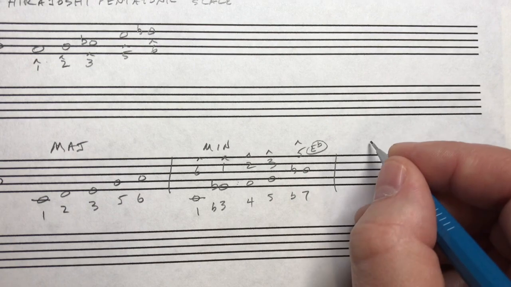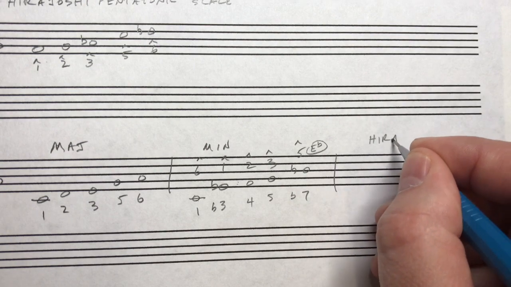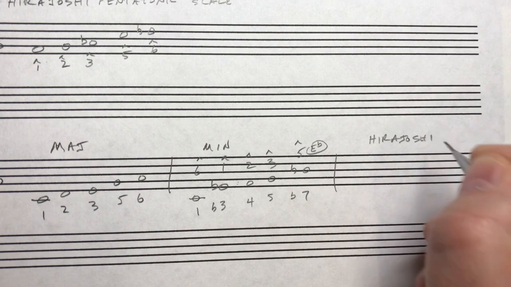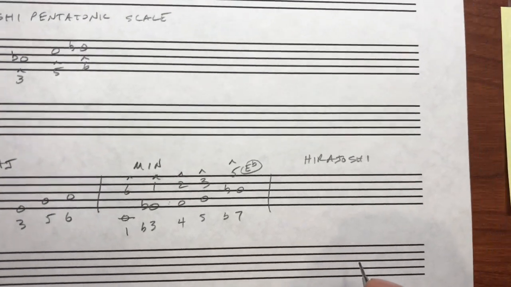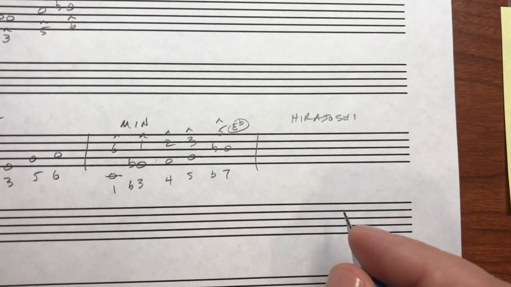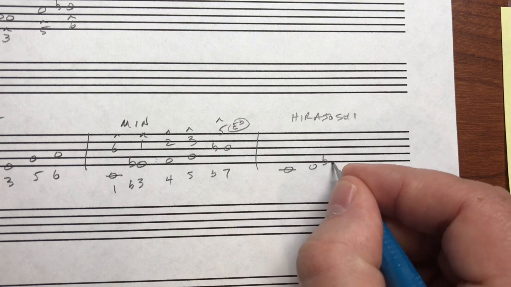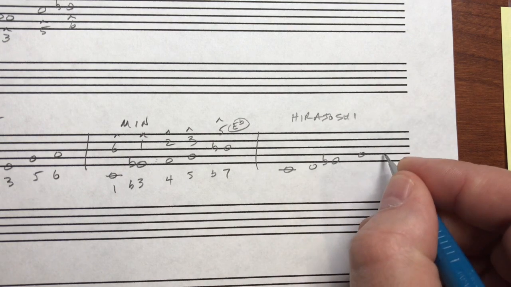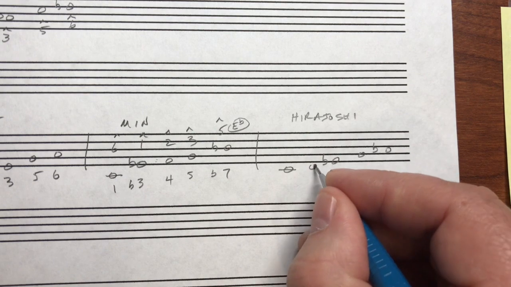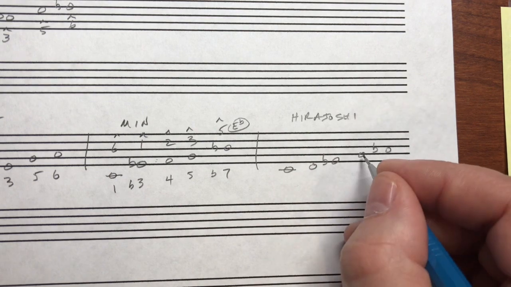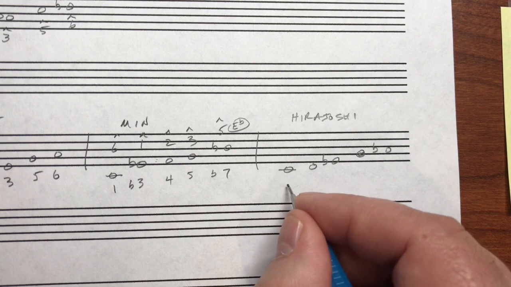And then the Hirajoshi scale, we think of this one as 1, 2, 3, 5, 6, but in the C natural minor scale.